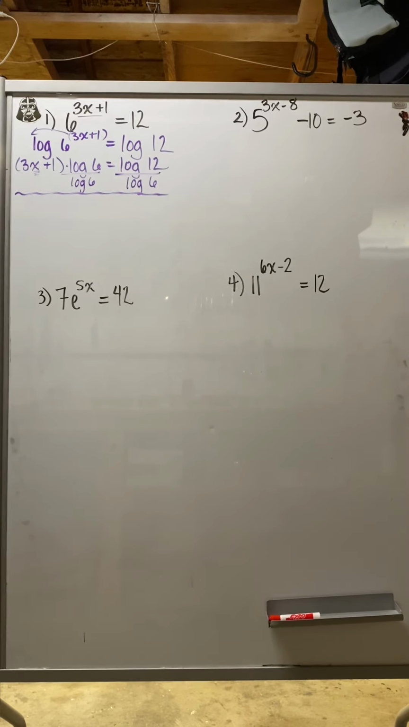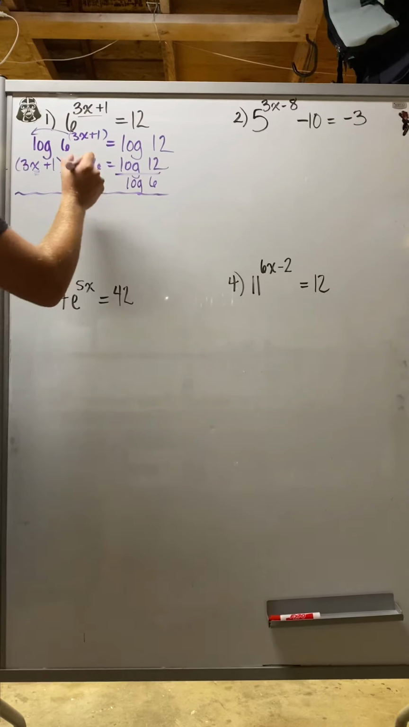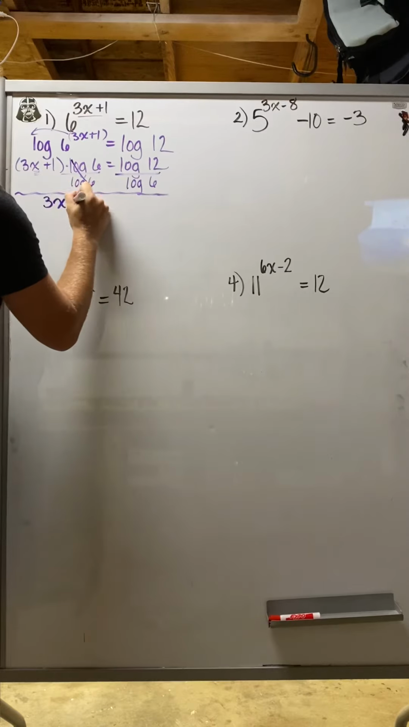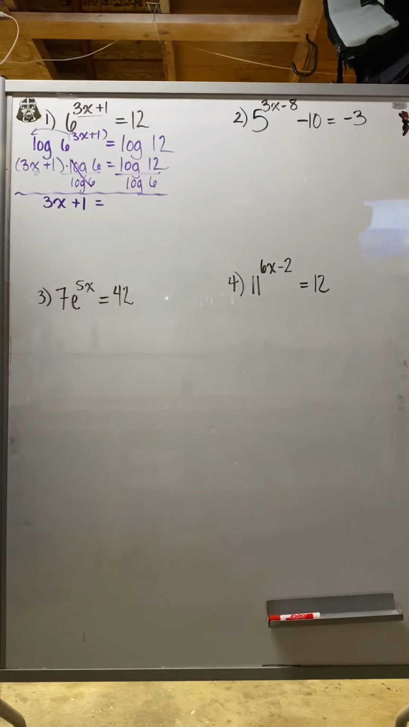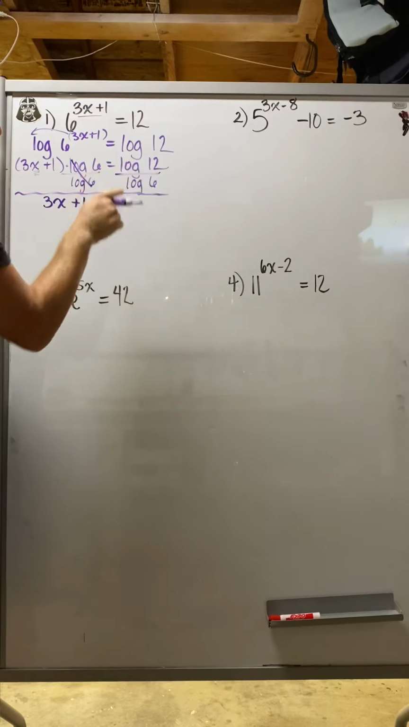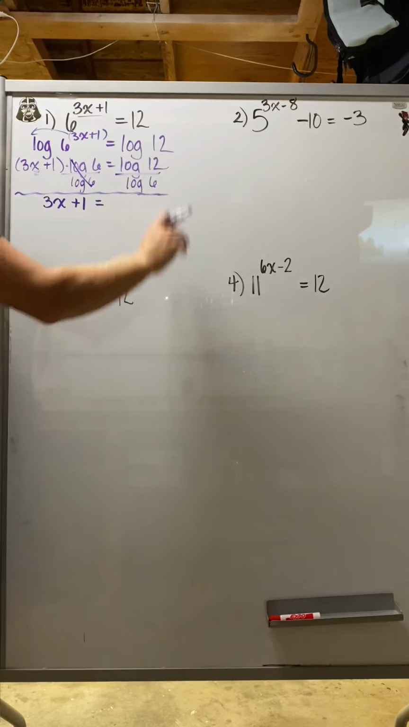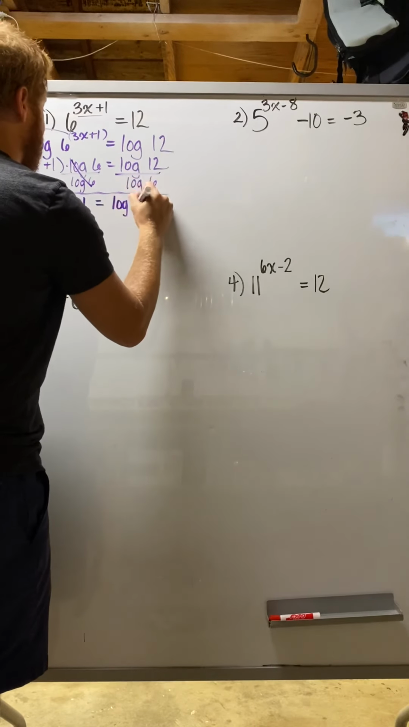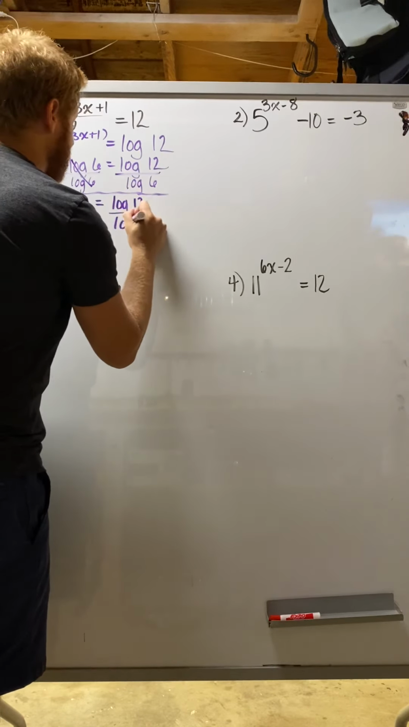Okay? So what is that going to do for us? Well, this is going to cancel out this log base 6 over here, and we will just be left with 3x plus 1, and this is what you guys are going to get used to. This is messy. I do not get to cancel these two logs out and say it's equal to 2. I'm going to leave it just like this, log of 12 over log of 6.